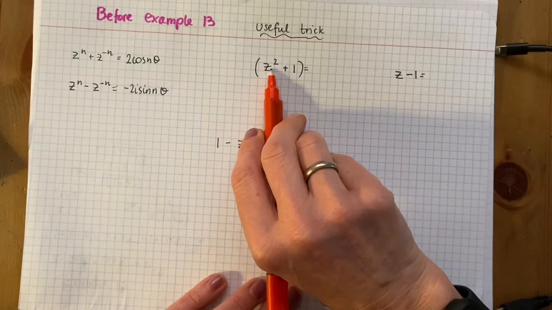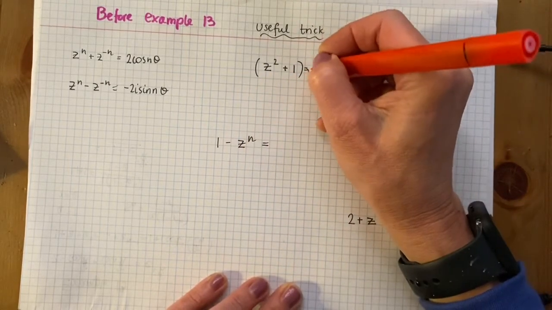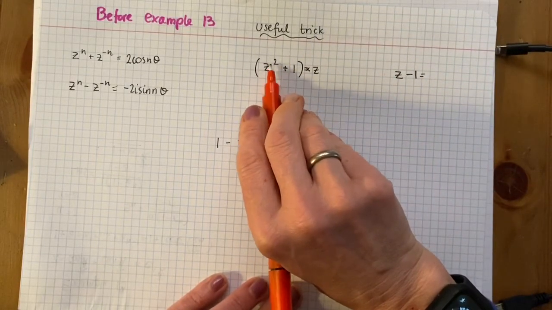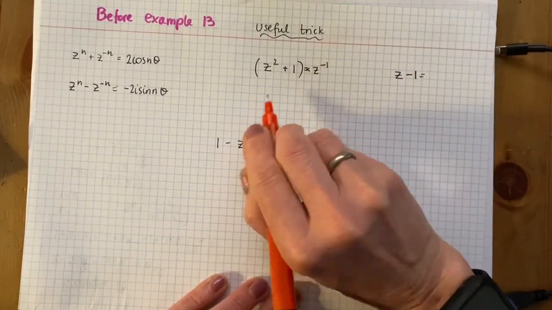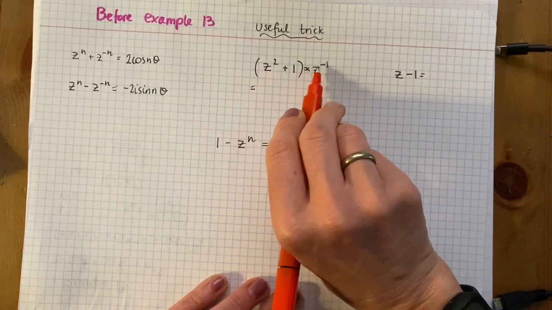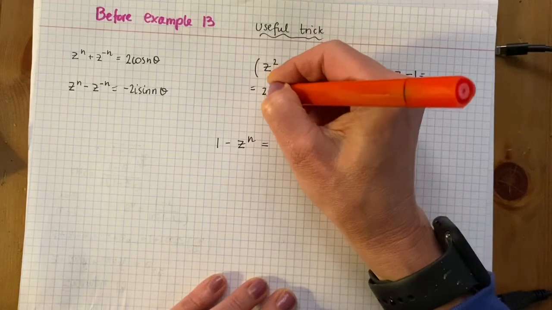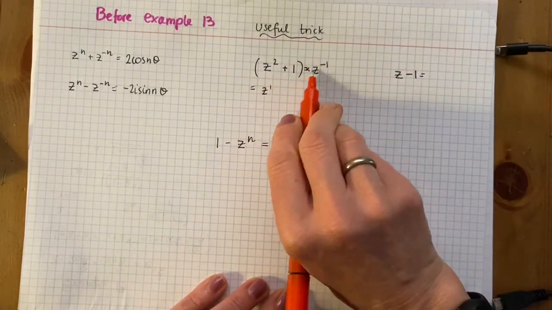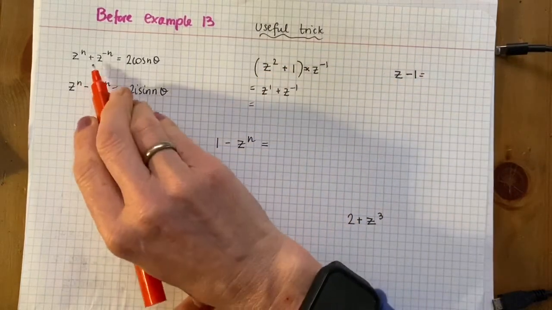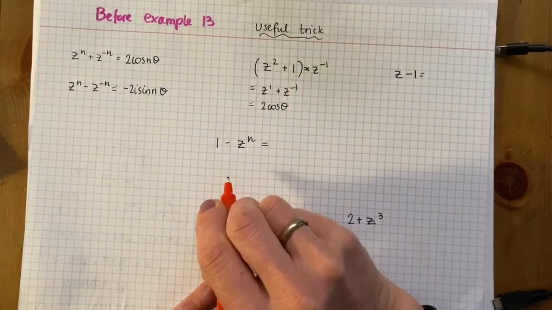It's very, very simple. You've got to multiply the bracket by z with the power that makes this power into half of it, so clearly minus 1. So imagine multiplying it out. You are going to get z to the power of 2 multiplied by z to the power of minus 1. When you add the powers, you get z to the power of 1, and then 1 times z to the power of minus 1. And this one here, clearly it can be replaced with 2 cos theta.